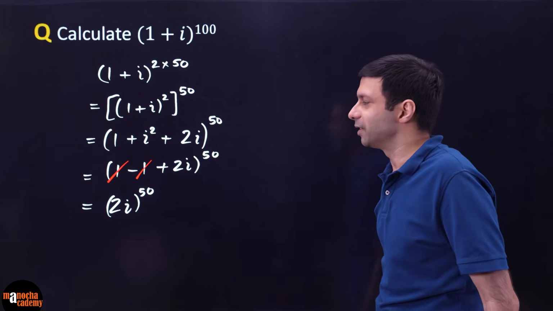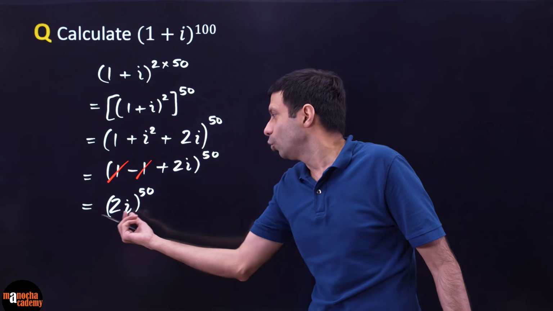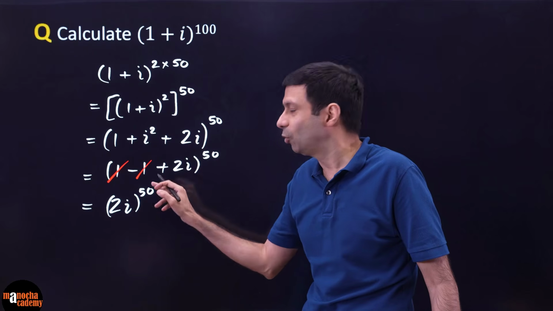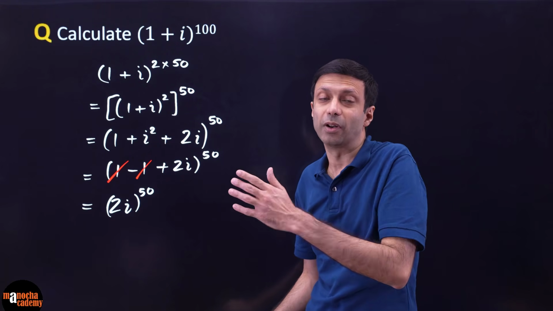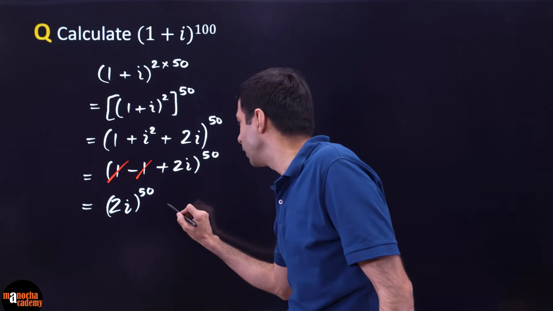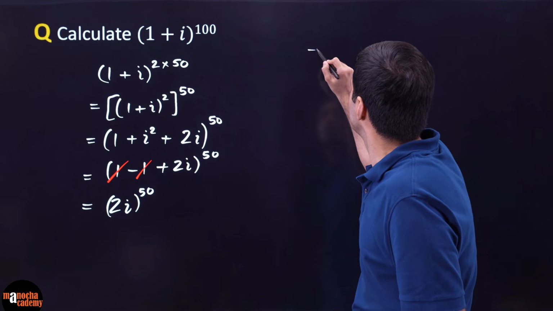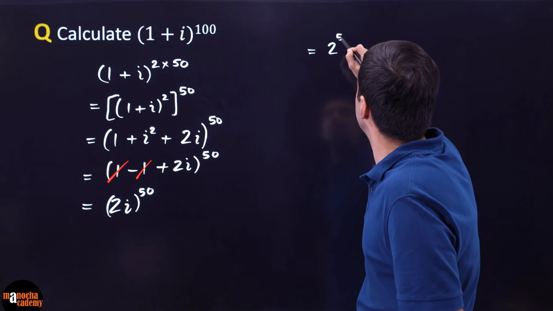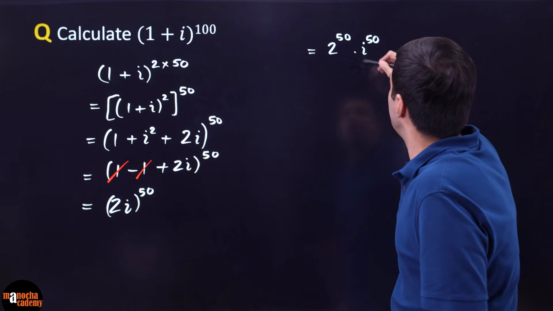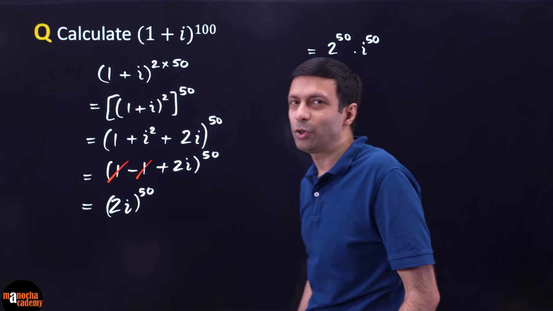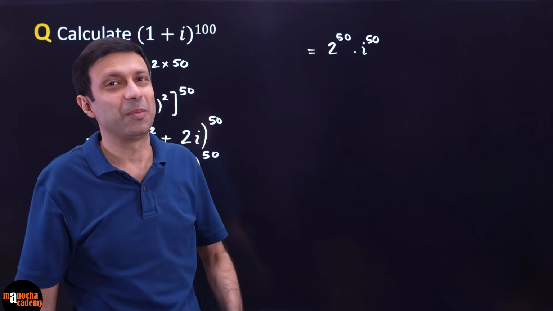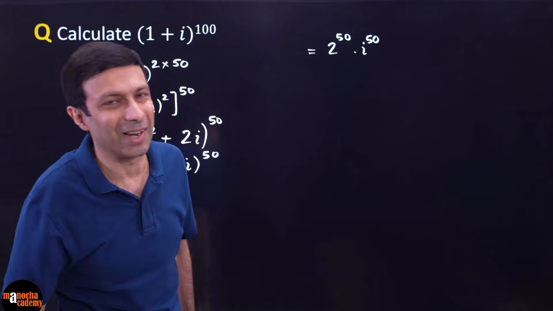Now how do we simplify this? This is like 2 times i. 2i means 2 times i. So we can break down the power. It's like (ab) to the power n is a to the power n times b to the power n. So if we continue solving, this is going to be 2 to the power 50 times i to the power 50. And whenever you see these big powers of i, what should you do? Try to break it down in terms of i to the power 4. Remember why? Because i to the power 4 is simply 1.